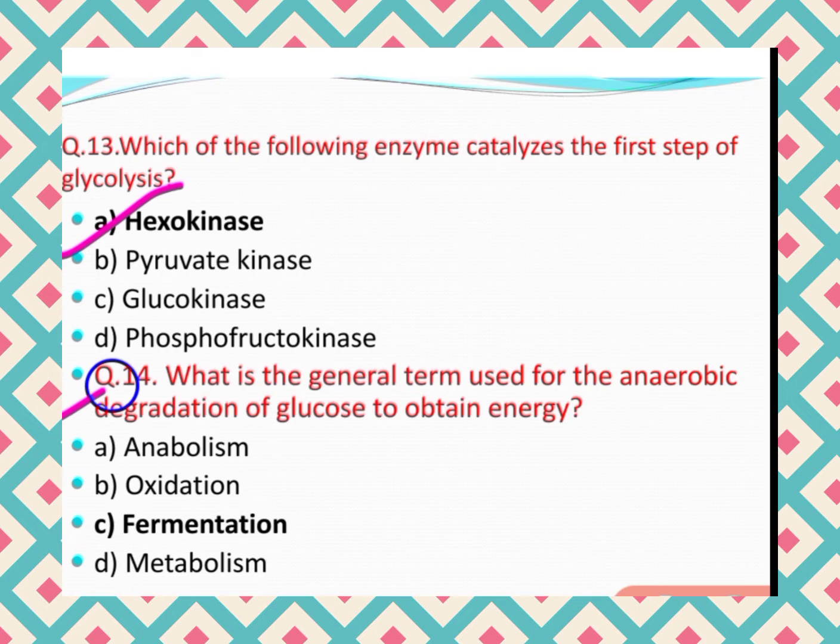Question number 14. What is the general term used for the anaerobic degradation of glucose to obtain energy? Option A anabolism, option B oxidation, option C fermentation and option D metabolism. Which will be the correct answer? The correct answer will be option C, that is fermentation.